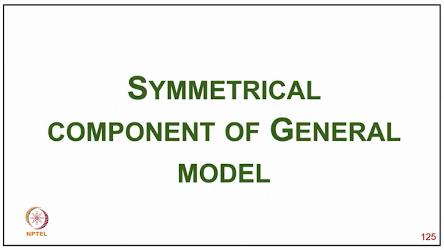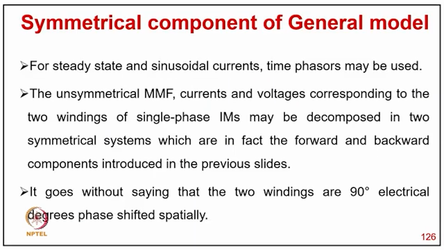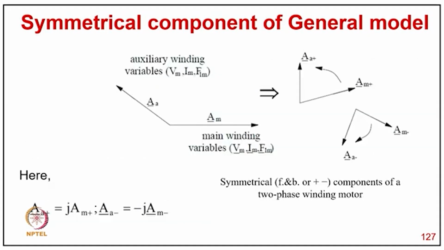Now, after measuring the parameters of the equivalent circuit of both the main winding and the single winding, we go to the symmetrical component type of general model. For steady state and sinusoidal current, time phasors may be used. The unsymmetrical MMF, current and voltage corresponding to the two windings of single phase induction motors may be decomposed into symmetrical systems, which are in fact the forward and backward components introduced in the previous slide. It goes without saying that the two windings are 90 degrees phase shifted spatially.